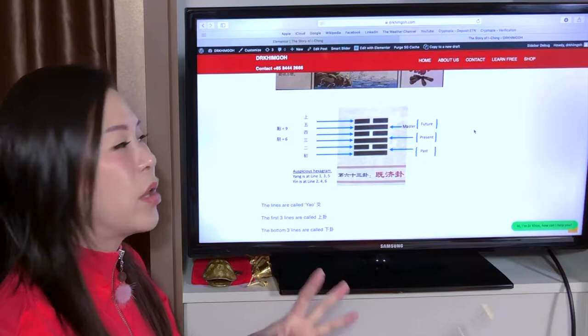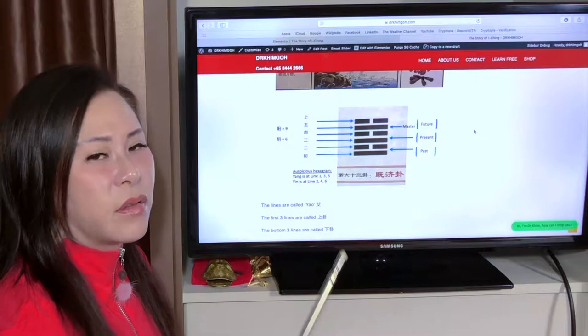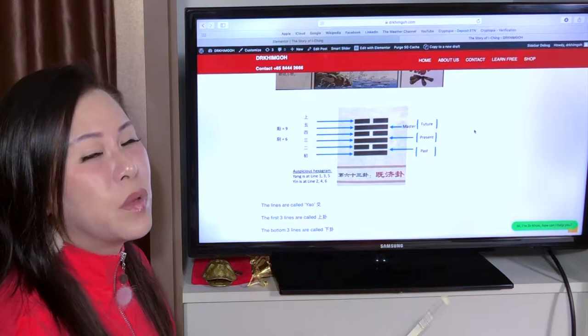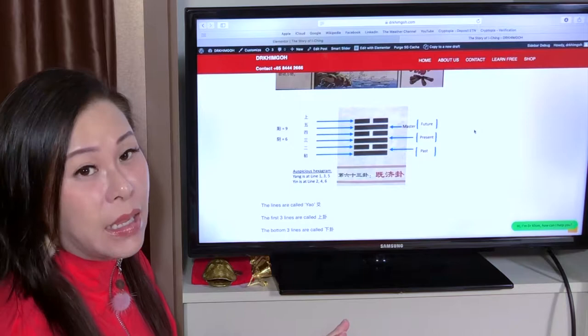So when you read the line, if you call me and you say, Dr. Kim, 2-9 says what? Then I know already, oh, 2-9 means the first yang line right at the bottom. So it's for identification purposes.